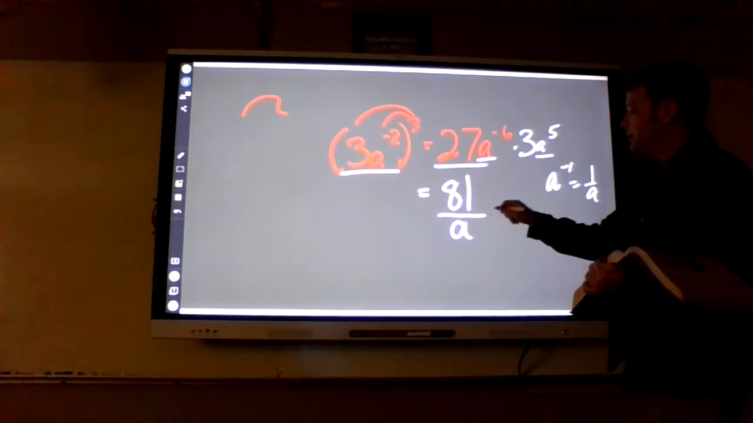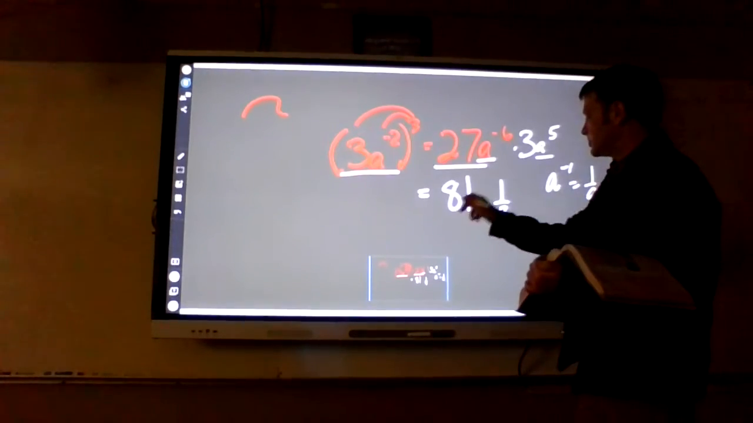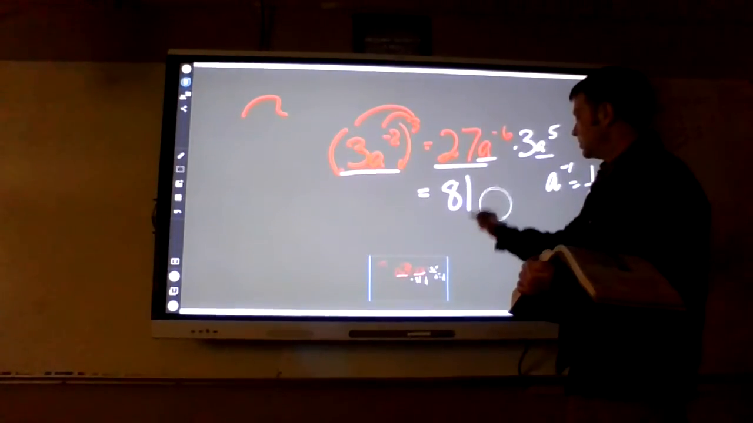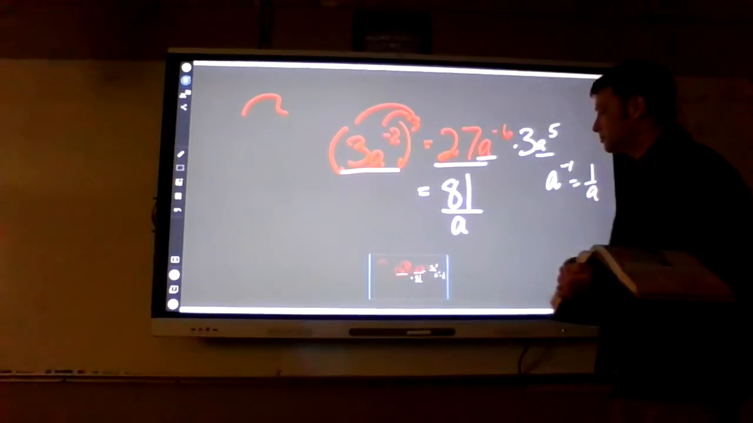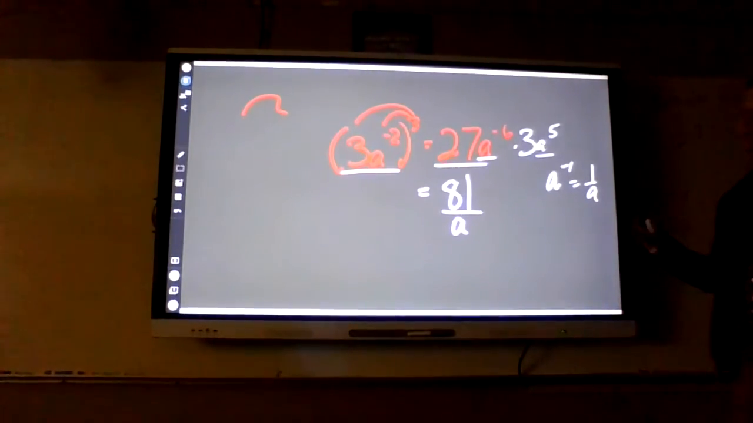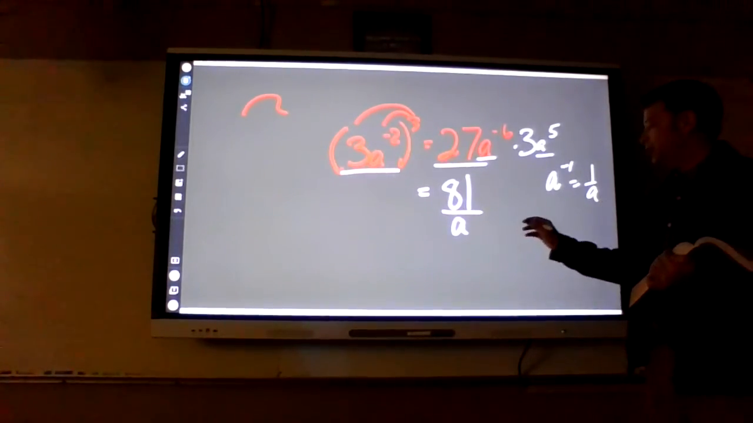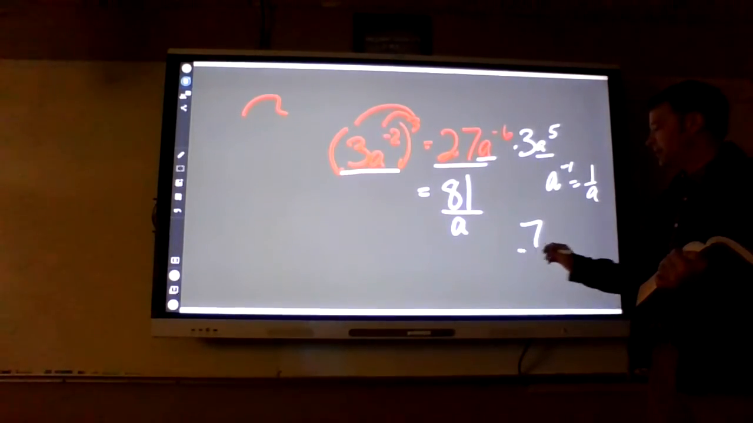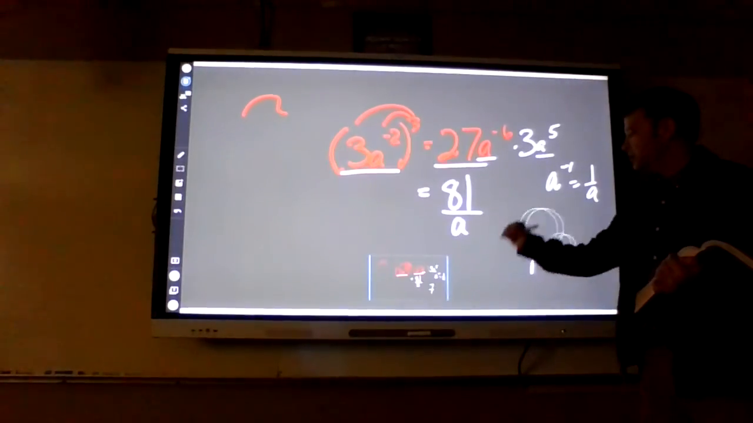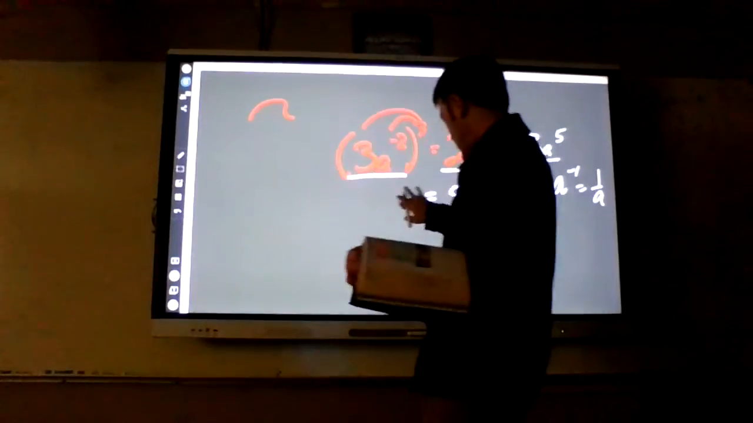So 81 times 1 over a is just 81 over a. The a is just on the bottom. The 81 does not have a negative exponent, so it just stays on top, like a normal number, 7 for example, is automatically on top. But if you flip it, it goes to the bottom.